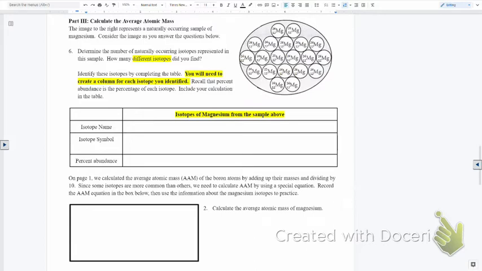I'm going to be walking you through the first portion of part 3 of the average atomic mass worksheet. It says to calculate the average atomic mass. The image to the right represents a naturally occurring sample of magnesium. Consider the image as you answer the questions below.